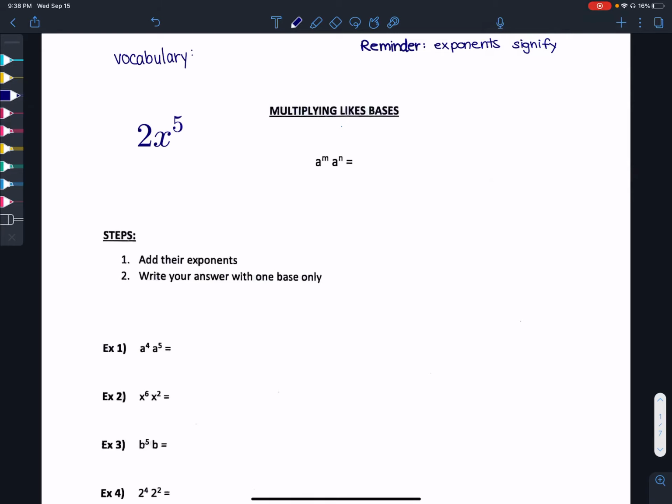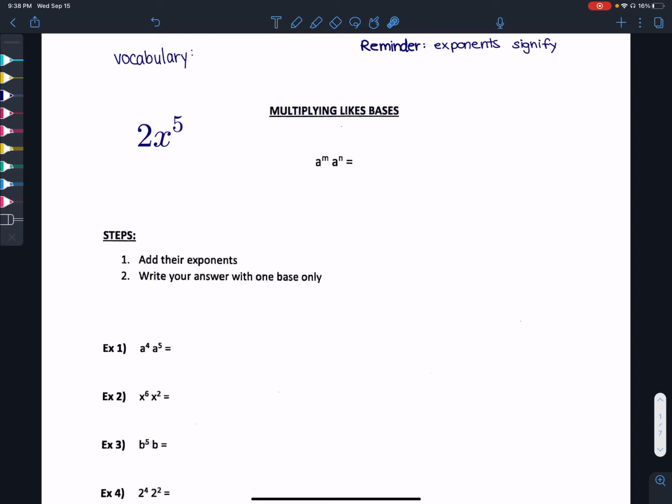So in this video, we're going to be looking at the multiplication rule within the laws of exponents. Before we get started, there's a little bit of vocabulary that we should refresh ourselves on. Here is just an example of a monomial.